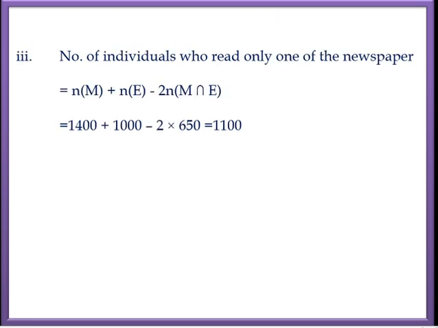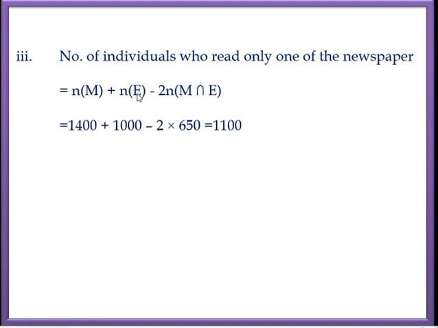Now the number of individuals who read only one of the newspapers is n of M plus n of E minus 2 times n of M intersection E, that is nothing but 1100. See, this is not difficult. Why is 2 times n of M intersection E subtracted? Because when I say n of M, there are two types of people who read Marathi newspaper. First type, those who read only Marathi. Secondly, who read both Marathi and English. We do not want that number, and that is why less n of M intersection E.